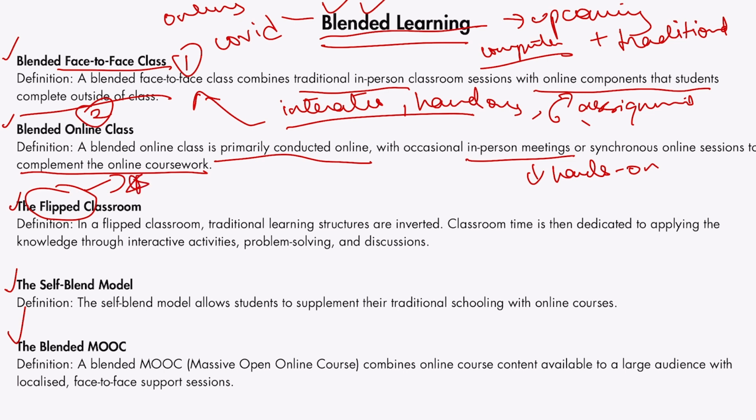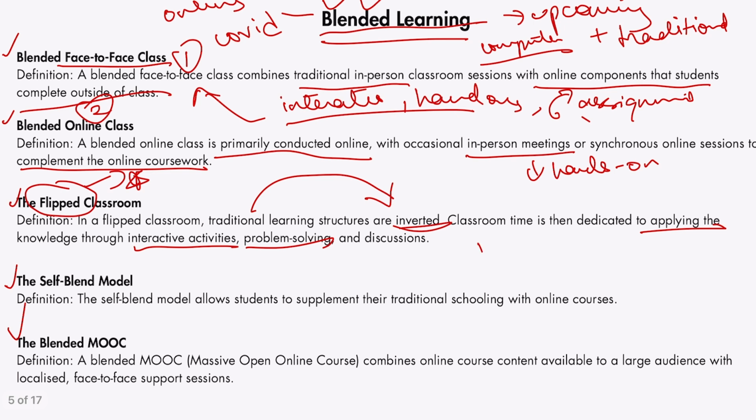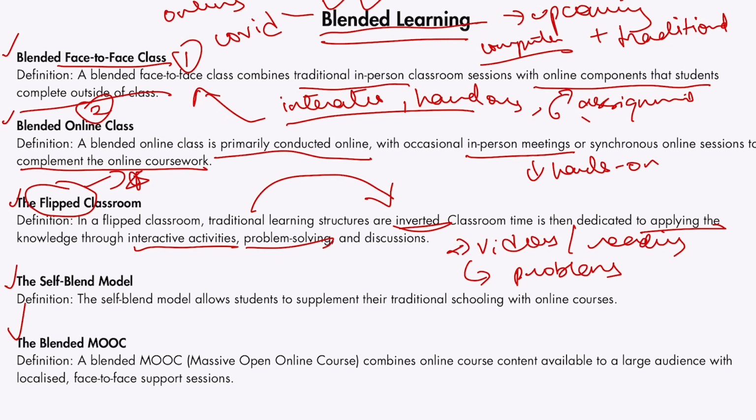In a flipped classroom, traditional learning structures are inverted. All right, traditional learning structures are inverted. Classroom time is then dedicated to applying the knowledge through interactive activities, problem solving, and discussion. So, let me give you an example. A high school math teacher assigns video lectures to be completed and a few readings as homework. But during class, they work on problem sets. So the teacher is relying on you to complete this at home, and in the class, you do more of hands on practices. Okay, so that is flipped classroom.